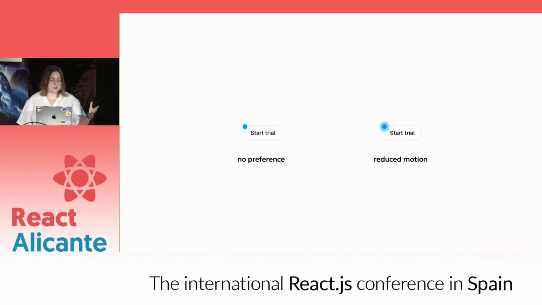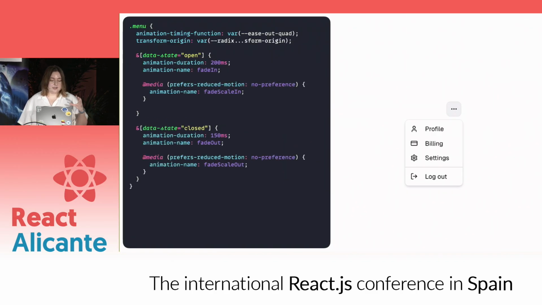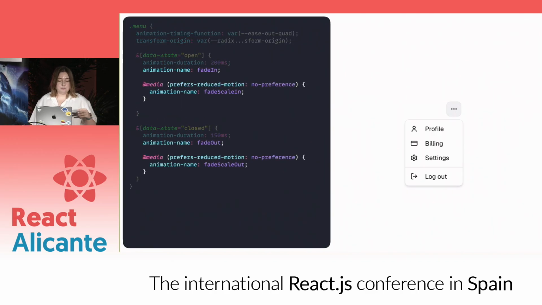And here's the end result, where there's no preference, we still have that ping. With reduced motion, it's static. But as I said, we don't have to remove motion entirely. Like in our drop-down menu example from earlier, we can just replace animation with something else that doesn't include a lot of motion instead of completely removing it.